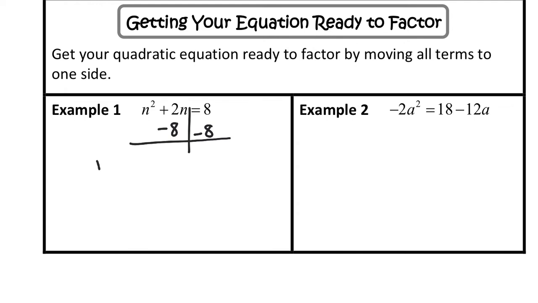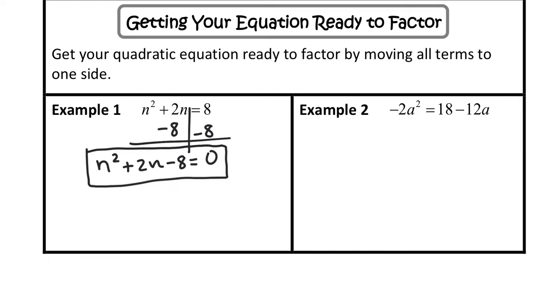That's going to leave me with n squared plus 2n minus 8 equals, what's 8 minus 8? 0. So in this one, we're just making sure that we set everything equal to 0, or we get everything to one side. And so our task is complete for this problem, because that's all it's asking for. It says move all terms to one side. So we moved n squared, 2n, and minus 8, so they're all on the left, and there's nothing on the right side. Let's look at example 2.